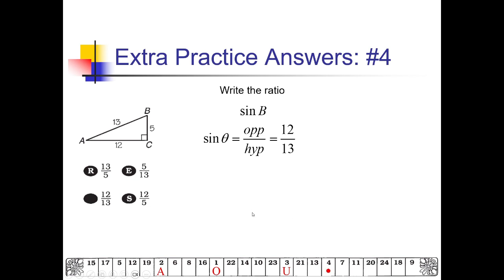For number 5, we want cosine of B. So that's adjacent over hypotenuse. Adjacent side this time is going to be 5. That's the one of the legs of the angle that's not the hypotenuse. And then we have the hypotenuse that is 13. So 5 over 13 is E. Put that in spot 5.